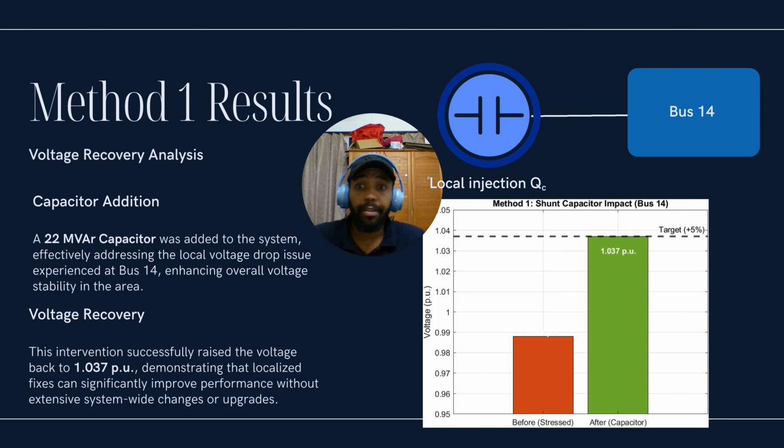Okay, for method one, we simulated the installation of a capacitor bank at the bus itself. And through iterative simulation, we determined that we require 22 MVAR of capacitance to achieve that 5% raise. We tried that and we did achieve a 5% raise at the bus. So this demonstrates that we can improve the performance of a single bus using this method without affecting changes system-wide.